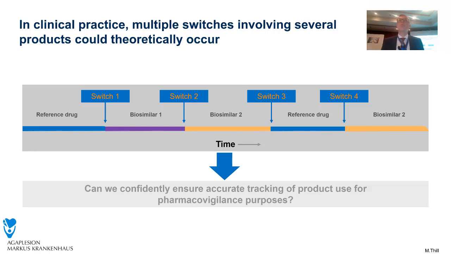And in clinical practice, and we talked about it 2 days ago, we will have multiple switches involving several products. This can theoretically occur. So we have to have a post-marketing documentation in the end to know what we do with our patients, and this is the issue of pharmacovigilance. So you can treat your patients with a reference product, biosimilar 1, and then you switch to biosimilar 2, and the reference product again. And if you have safety issues, who do I call? Do I call Roche all the time in terms of trastuzumab? Or who do I call? So this is a problem we have to take under consideration.